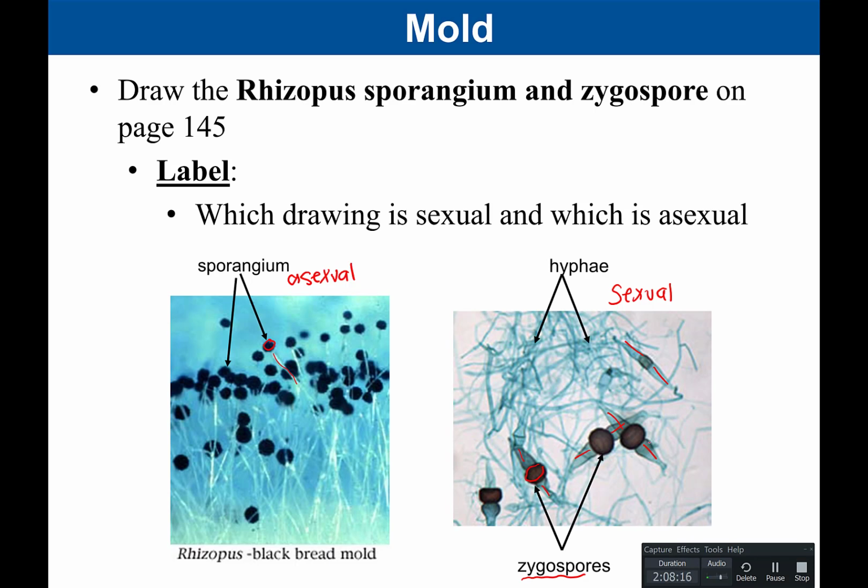So you need to draw the sporangium, which is the asexual, label it asexual, and you need to label the zygospores and label that sexual. And again, look for the number of hyphae going to those structures. If there's one hyphae, it's asexual. If there's two, it's sexual.